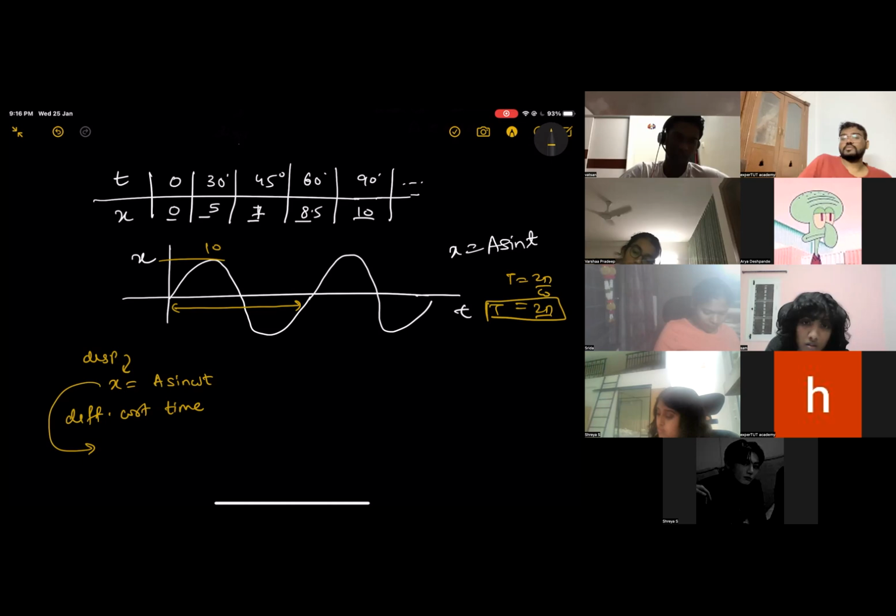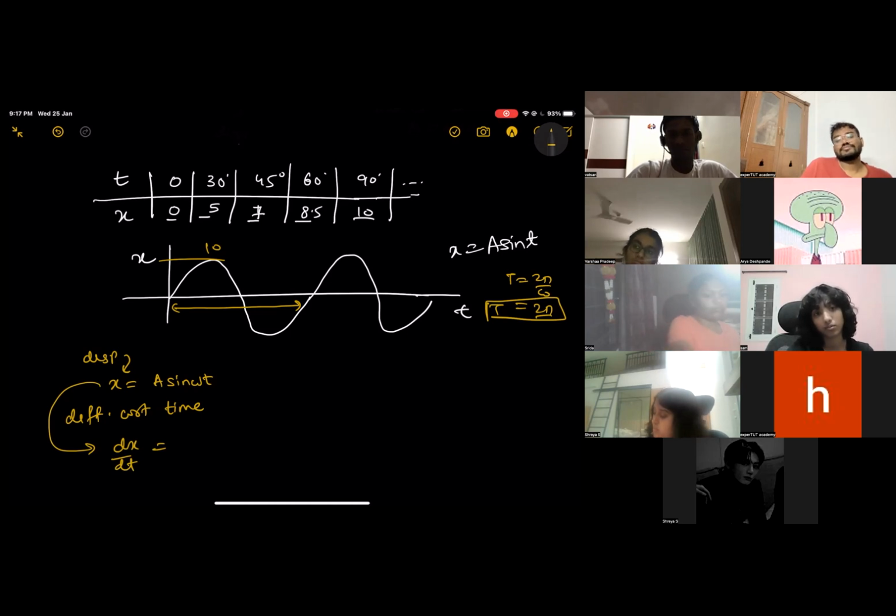You have to differentiate this equation with respect to time. What will you get? You get dx by dt. And on the right side, what will be there? A omega cos omega t. The differential of sine is cos, and by the chain rule omega comes out.